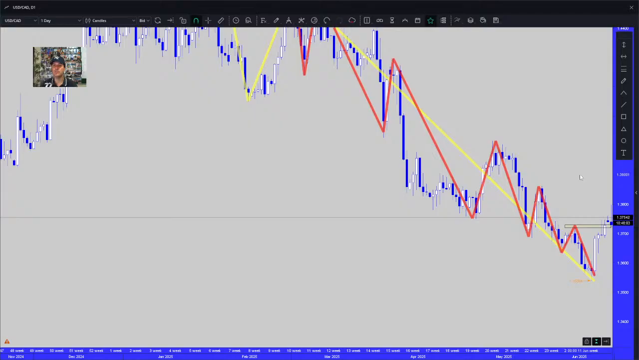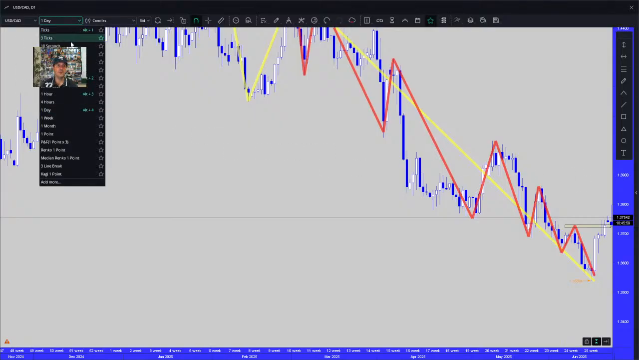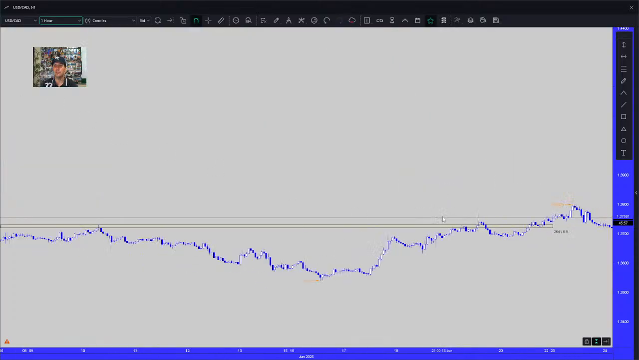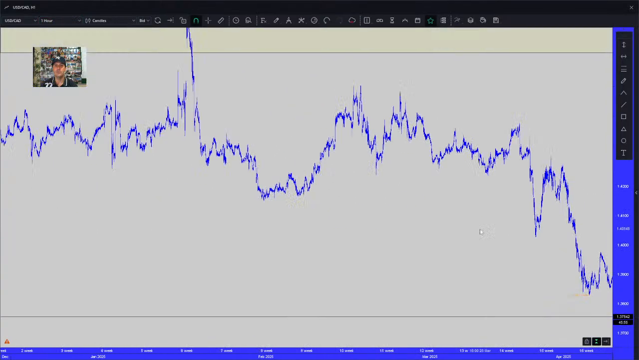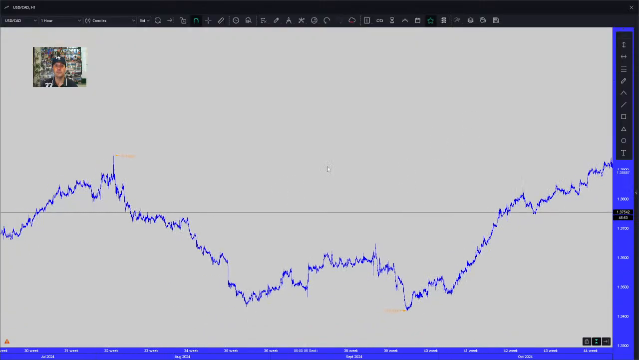Yes, the market is going to retrace, exactly. So this is the daily chart. If I go on the 2 hour chart or 1 hour chart, everybody, where are we? We are here, right?